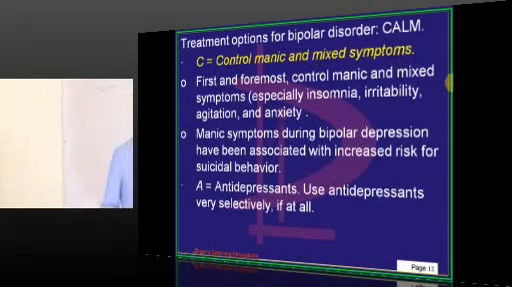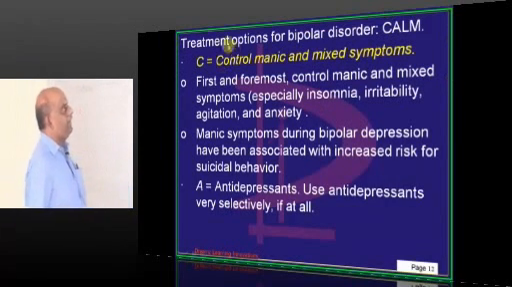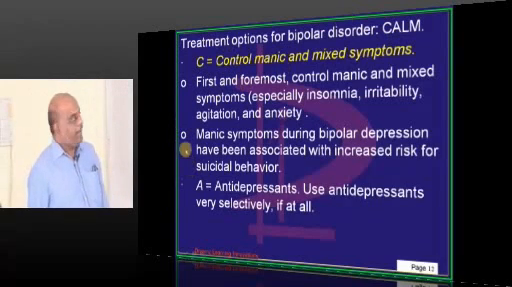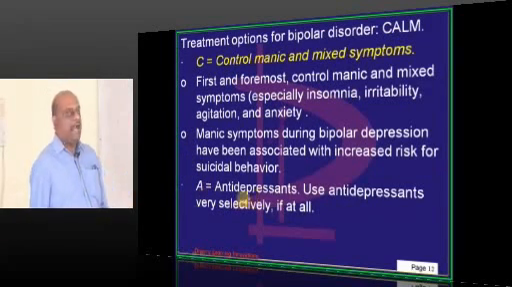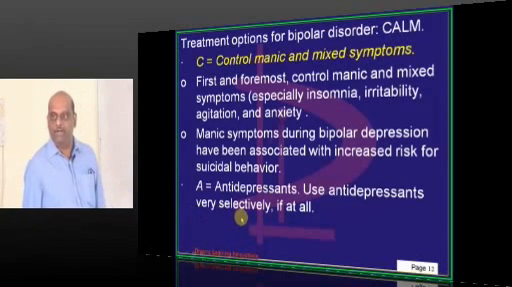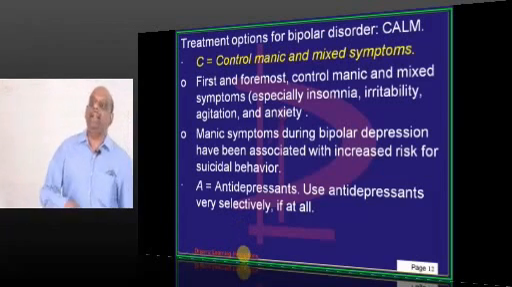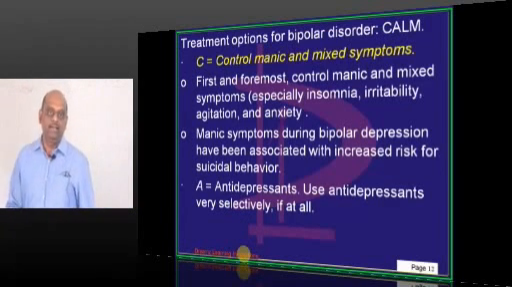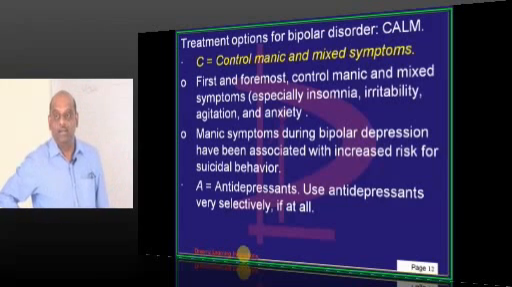So what is the CALM protocol in the management of bipolar disorder? C means control manic and mixed symptoms. A is use antidepressants very selectively, if at all. Why don't you want to use antidepressants in bipolar illness? Bipolar is mania on one side, depression on the other side.